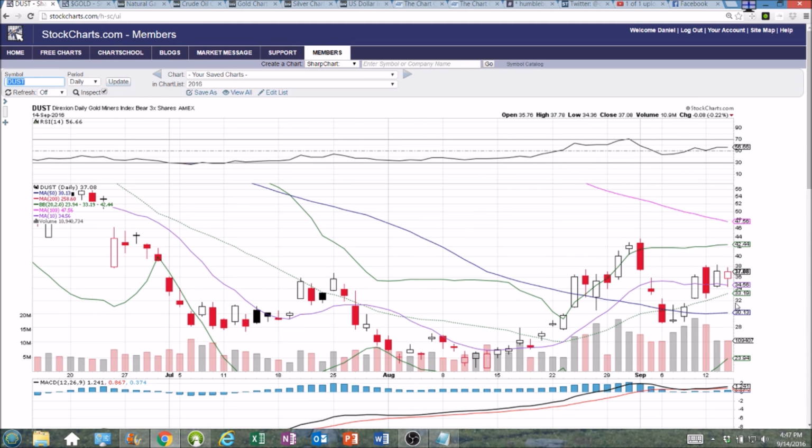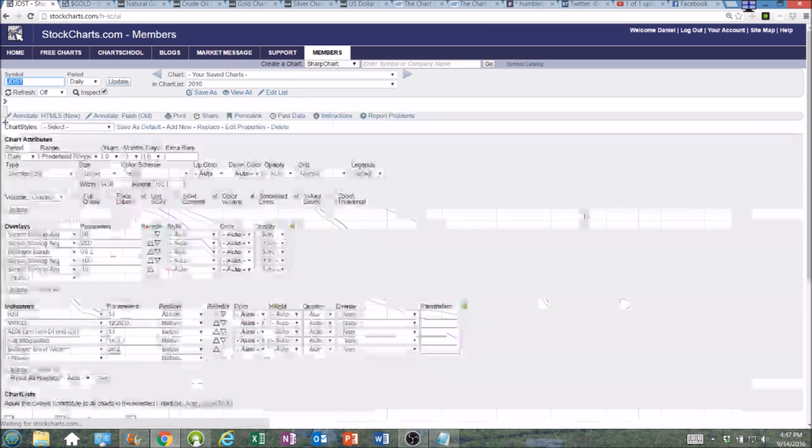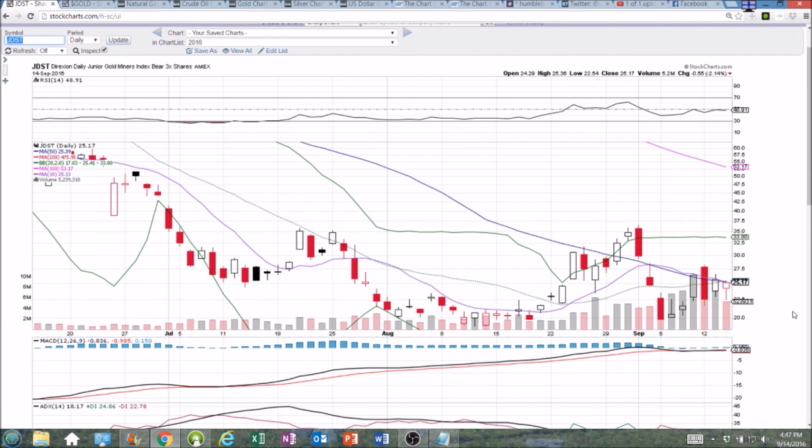Back test and hold of the 10-day moving average support the last 2 days, $38 psychological resistance. And we compare that to JDST, still struggling at its 10-day moving average resistance, still middle Bollinger Band, 50-day moving average resistance, and a completely different story looking at these two names. If you're playing miners bearish, you're playing DUST. If you're playing miners bullish, you're playing JNUG.